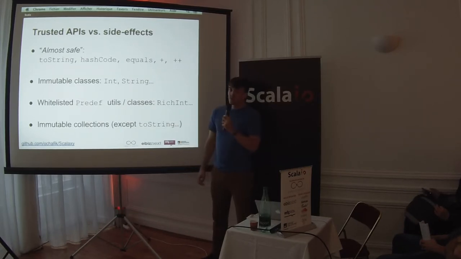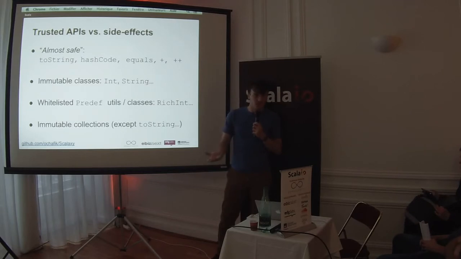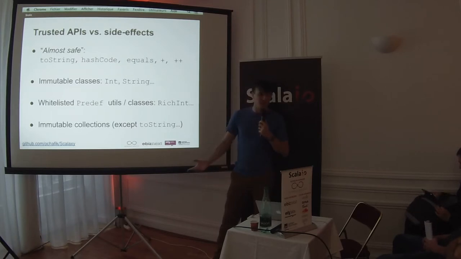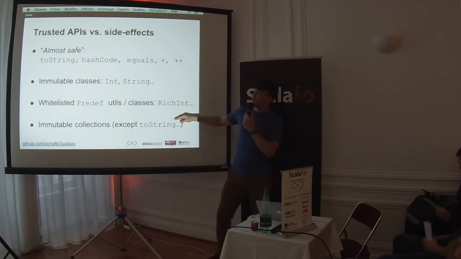And then you have immutable classes like Integer or String, which we know are immutable. There is no operation you could call on them that would have dramatic side effects. Maybe some of them might trigger class loading, but this is ignored in general. So these are considered immutable. There's lots of whitelisted Predef utilities, like when you wrap an array into an ArrayOps, or when you wrap an int in a RichInt, it's still something immutable. And immutable collections are an interesting example, because you would think they're immutable, but they're not, because they might contain elements that are not immutable. So if you call toString on a list, it might just do things, so it's almost safe.